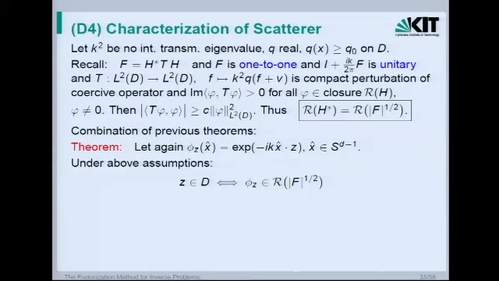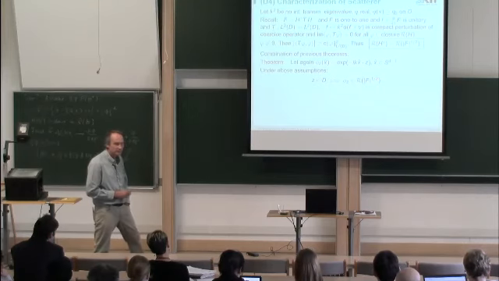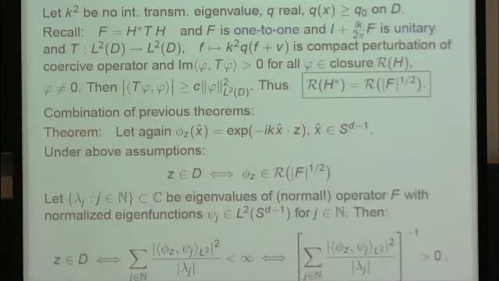Recall this function again, and we have now that z is in D if and only if this function is in the range of this operator f. So what you have to do is, given your f, you have to do a spectral decomposition of f, then you have this operator here, and you have to check whether that function is in the range of that. Here, lambda j are the eigenvalues of this operator f with normalized eigenfunctions.